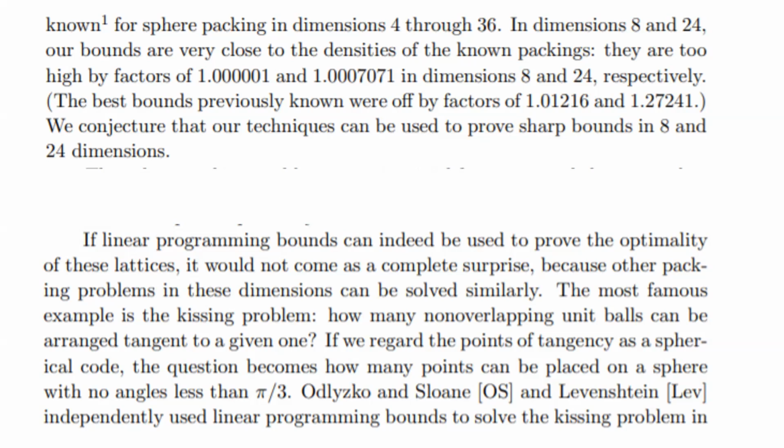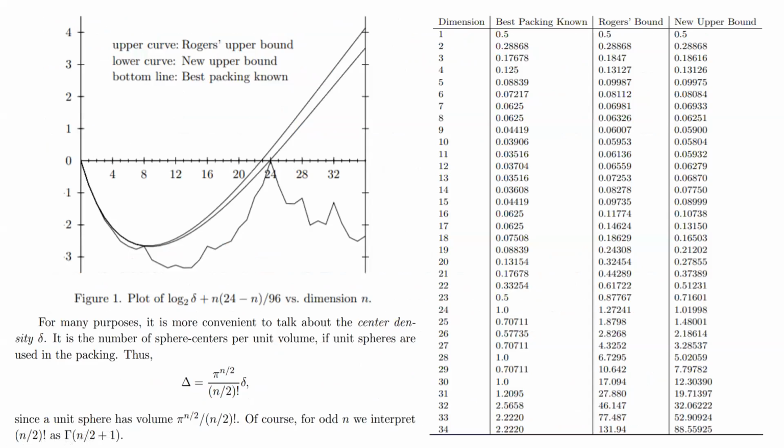The other thing, just very early in the paper, is linear programming bounds, and so again you see that linear programming is one of the key ideas. It's in the first line of this last paragraph, and it's also in the last line. All right, so here is a plot. The upper curve is the previous upper bound by Rogers. The lower curve is their new upper bound, and the bottom line is the best known packings.